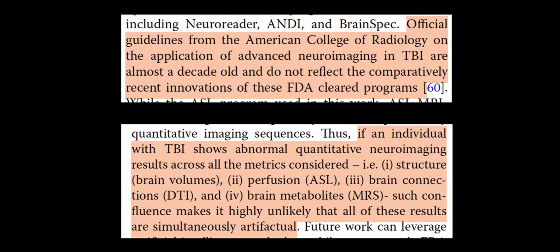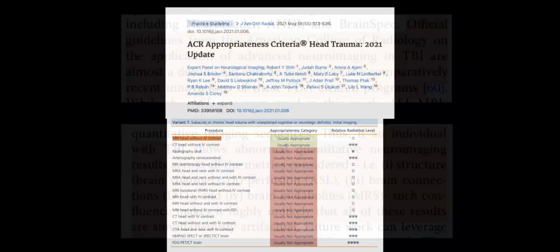Thus, if an individual with TBI shows abnormal quantitative neuroimaging results across all metrics measured, such as structure, brain volumes, perfusion, ASL, brain connections, DTI, or brain metabolites, MRS, such confluence or convergent validity makes it highly unlikely that all of these results are simultaneously artifactual. I mean, what are the actual chances of an individual having all these abnormalities just due to chance or artifact alone? And I would say with TBI, we know that that's not true based on all of the thousands of papers published across the last 3 decades.